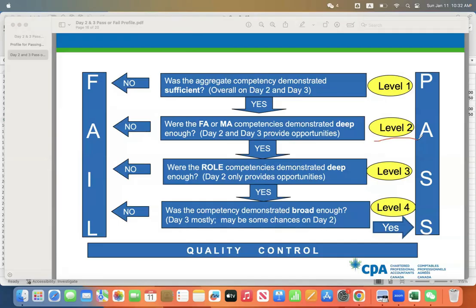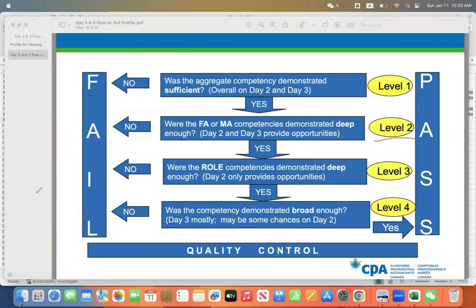But if you get competent at both, it's really going to help you at level 1. You know what I mean? You get competent at both, not just one, then you get more total marks. It's really going to help you at level 1. You get a better chance to pass level 1. That's all I'm saying. Okay. So target both financial reporting and management accounting at competent level.